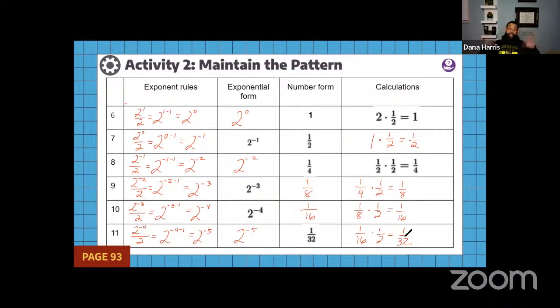Take some time to look at this chart, and just look at the patterns. It's nothing but patterns. If you're looking at this blank, the easiest column to fill out first is actually the exponential form column or the number form column. And then from there, as you can see the different patterns that are going on, you can fill in those blanks. But it's nothing but patterns, and the numbers go in chronological order.